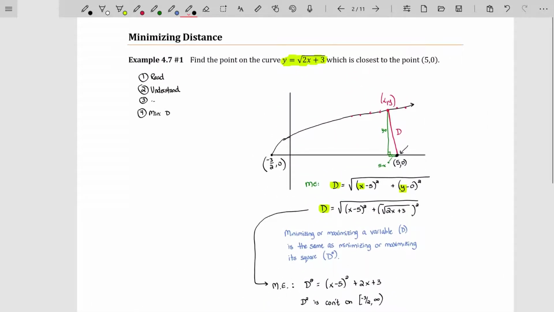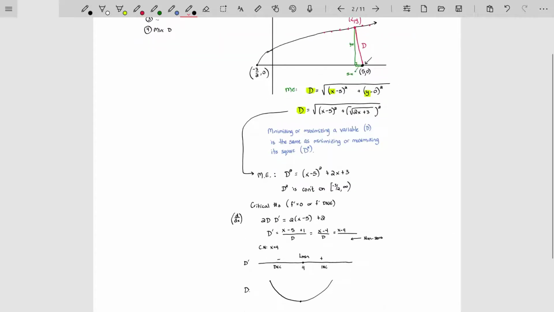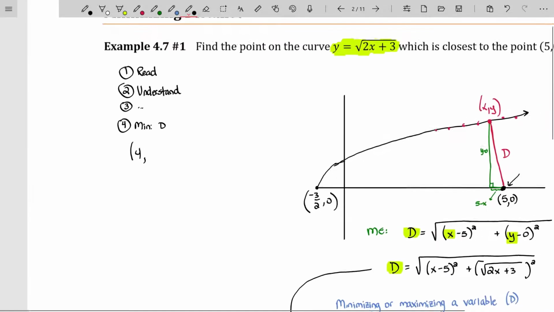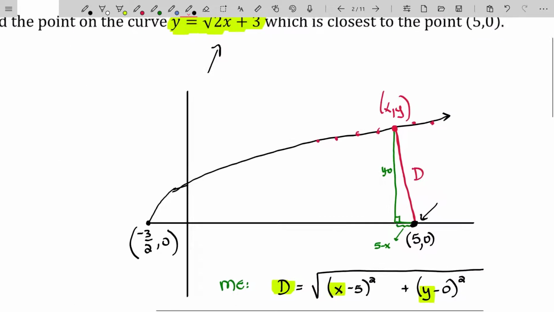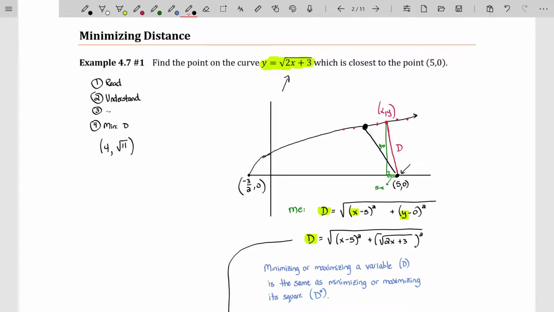Find the point on the curve which is closest to the point (5, 0). That point occurs at x equals 4, and then the y value is just found from this function, which you would plug that in. 4 times 2 is 8 plus 3 is 11, so square root of 11. (4, square root of 11). So some point right about here minimizes the distance. This distance is minimized at (4, root 11).